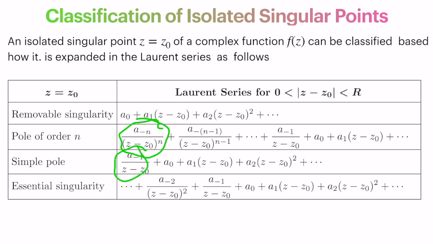Rest of them are all 0. So that is what is a more interesting case. And then we have an essential singularity, where the negative power goes all the way to infinity. It does not terminate at any finite point. So that is what we call an essential singularity. So the three important types of singularities are a removable singularity, an essential singularity, and a pole of some finite order, including the simple pole.